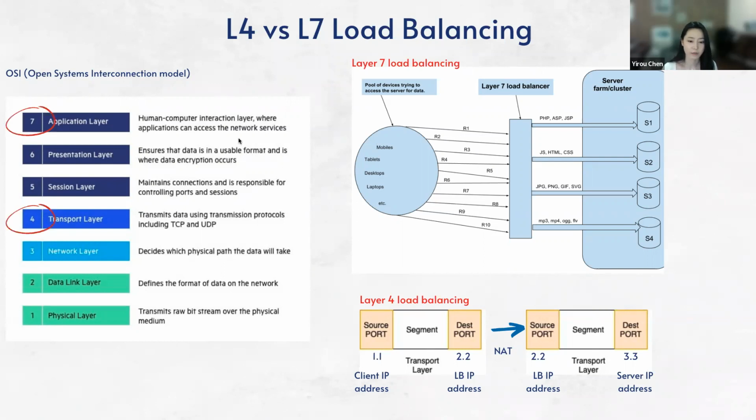This is great for microservice architecture, and caching can also be implemented here. So if we look at the diagram here, you can see there are a bunch of requests coming in to the layer 7 load balancer. And for instance, all the requests made to get JavaScript, HTML, and CSS files would be automatically directed to server 2.